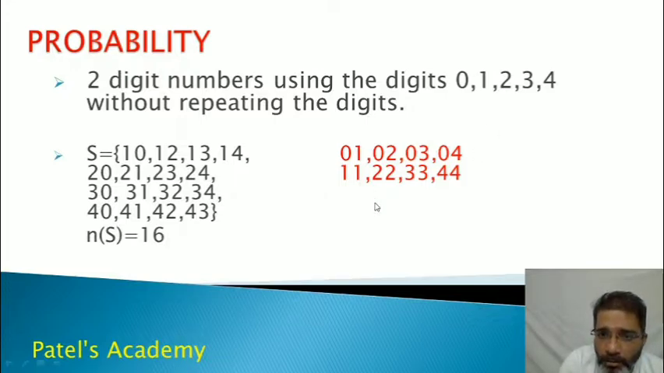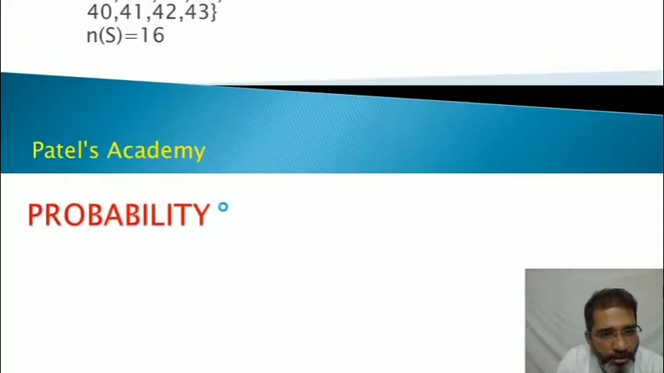Next, out of all these numbers we have to form the two-digit numbers, without taking these. If I start with 1, 10, 12, 13 and 14. Then we'll start with 2. I'll get 20, 21, 22 not allowed, 23, 24, then 30, 31, 32, 34, 40, 41, 42, 43, 44 again not allowed, repetition is not allowed. So in total there are 16 outcomes.